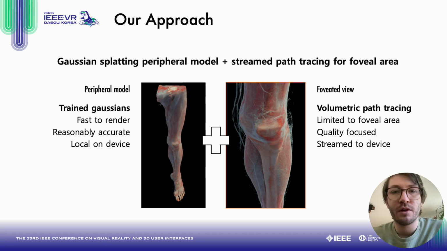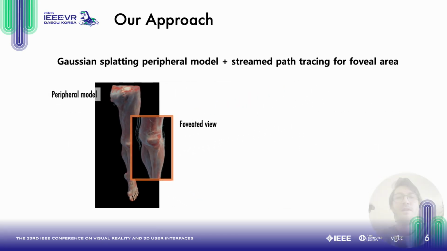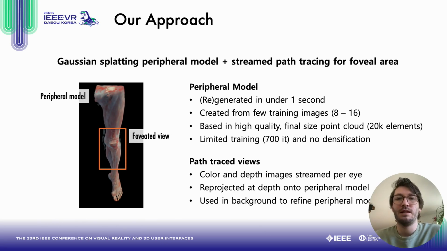Now you might wonder, how can we do this in real time? Won't the Gaussian splatting model take too long to regenerate? And indeed, we can regenerate the peripheral model in under 1 second.